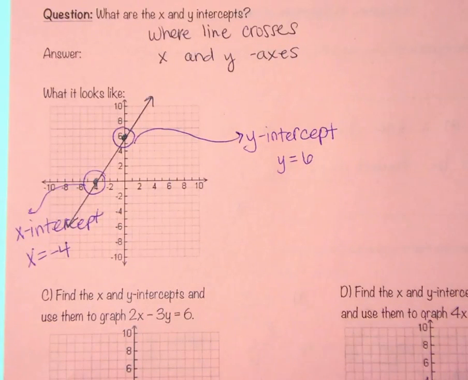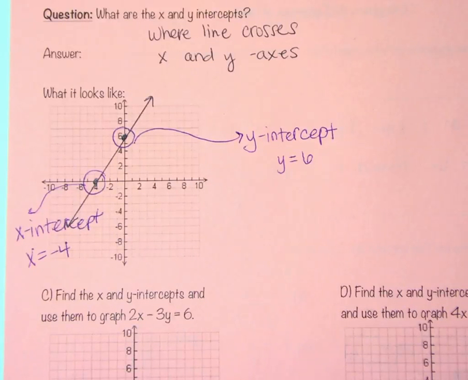Now let me ask you this. Let's look at this point. That's the y-intercept. So we know that the y value of that point is 6. What's the x value of that point? 0. What's the x coordinate of any y-intercept? 0. Okay, now kind of flip around. Look at the x-intercept. What are the y values of all of these points? 0. Okay, so keep that in mind.